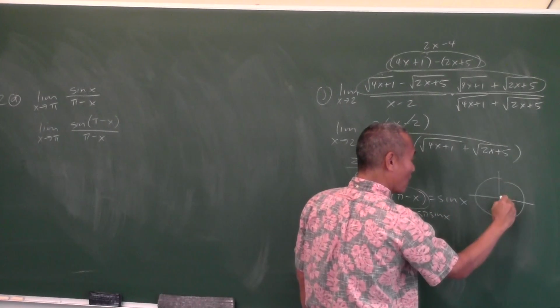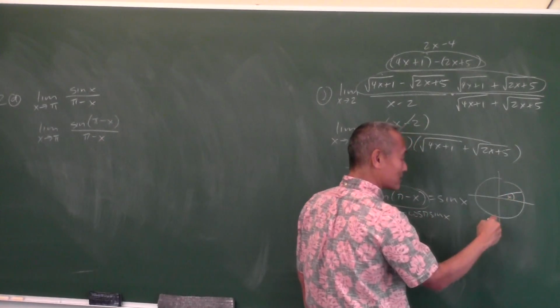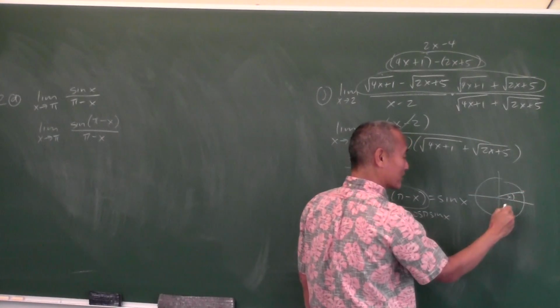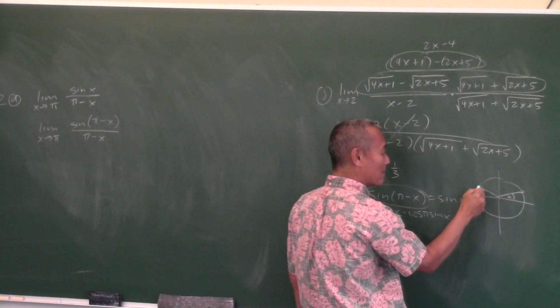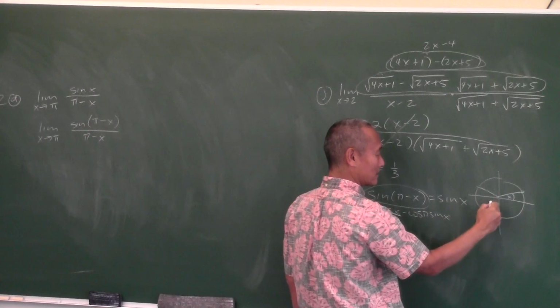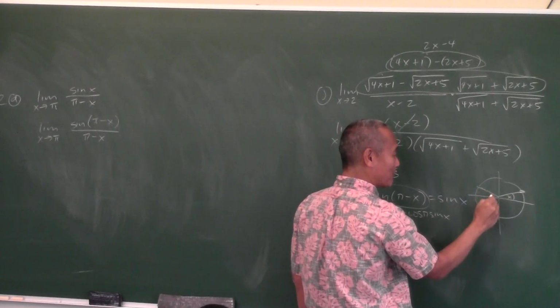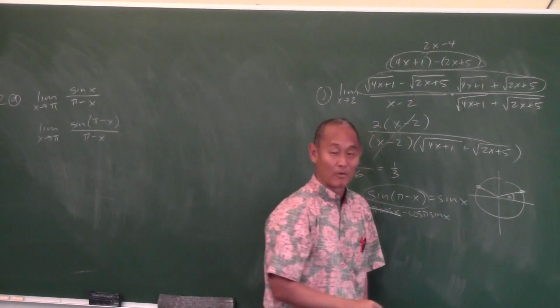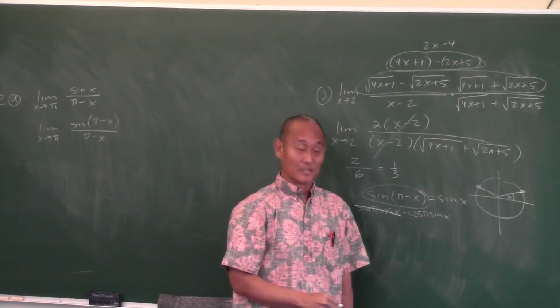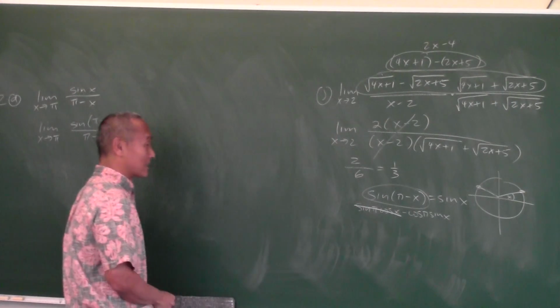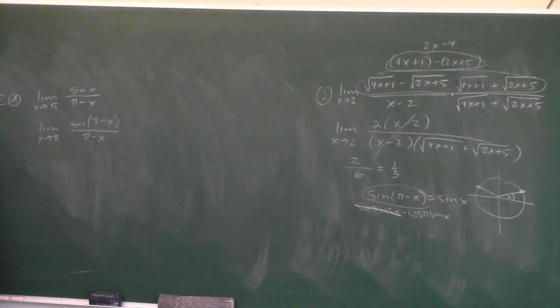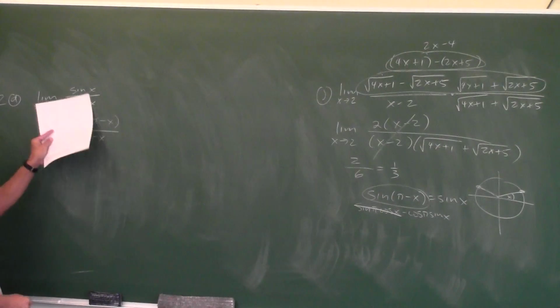Here's the unit circle. Here's angle x. Why is the sine of this angle the same as the sine of pi minus x? See, pi minus x. Why is the y-coordinate of that point equal to the y-coordinate of that point? Duh, that's why. Because of symmetry. So that's why sine of pi minus x is equal to sine x.